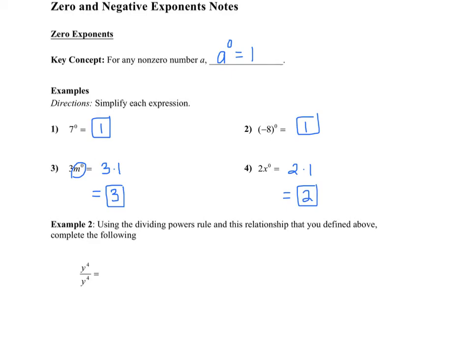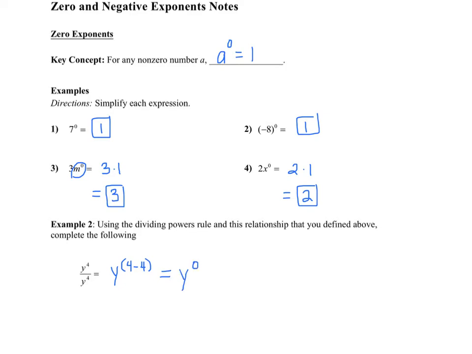It says, using the dividing powers rule and this relation that you defined above, complete the following. It says y to the 4th power divided by y to the 4th power. And if you recall, when we are dividing our exponents, we're going to subtract them. So let's rewrite this. We're going to say y, and we're going to say 4 minus 4, because we are subtracting our exponents. And therefore, 4 minus 4 equals 0. So now we have y to the 0th power.